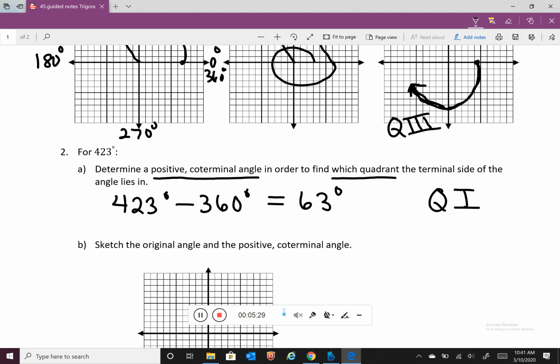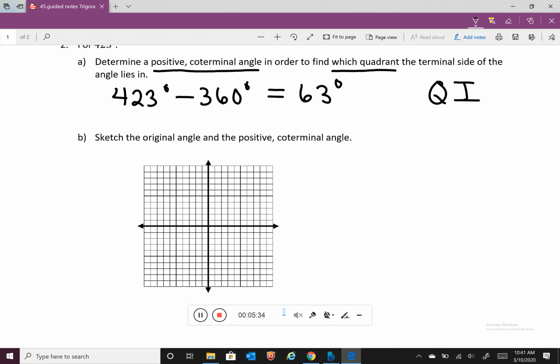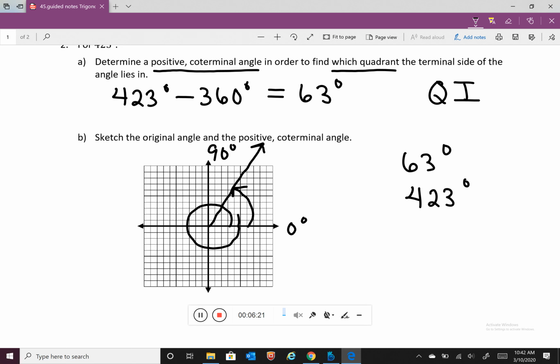And to be able to see this, we're actually going to sketch both. We're going to sketch the original angle and we're going to sketch the coterminal angle. So we're going to sketch 63 degrees. So 63 degrees, if we understand that it is in quadrant 1, it's between 0 and 90 degrees. Now halfway between 0 and 90 is 45 degrees, so this is beyond halfway. In fact, it's almost 2/3. 2/3 would be about 67 degrees. So our terminal side of this angle lies in quadrant 1. So that is 63 degrees. Now 423 degrees. I have to go a full rotation and 63 degrees more. So notice both of these lie in quadrant 1.